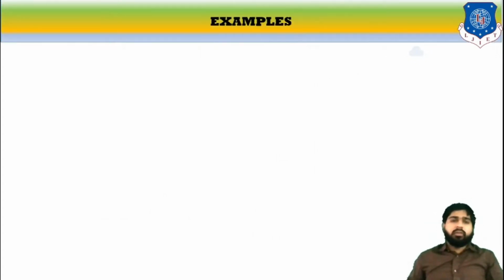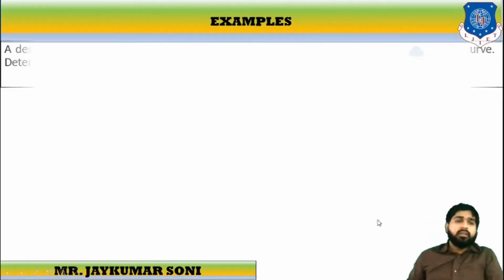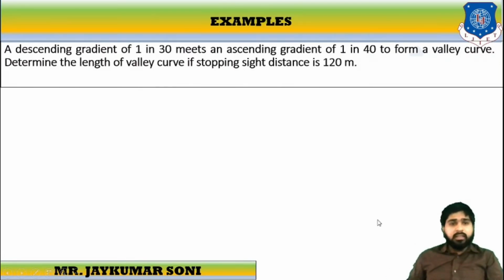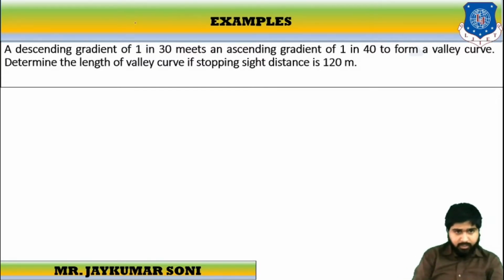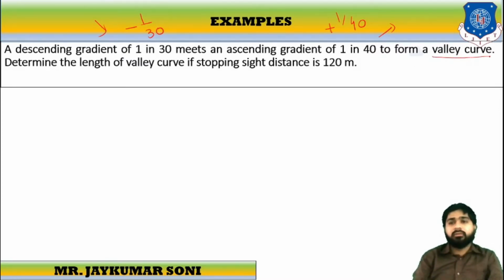Let us have a look at the statement of the other example. The statement says that a descending gradient of 1 in 30 meets an ascending gradient of 1 in 40 to form a valley curve. Descending gradient means it is in minus, so it will be minus 1 by 30. Ascending means it is in plus, 1 in 40, because this is the ascending direction and this is the descending direction. Determine the length of the valley curve.